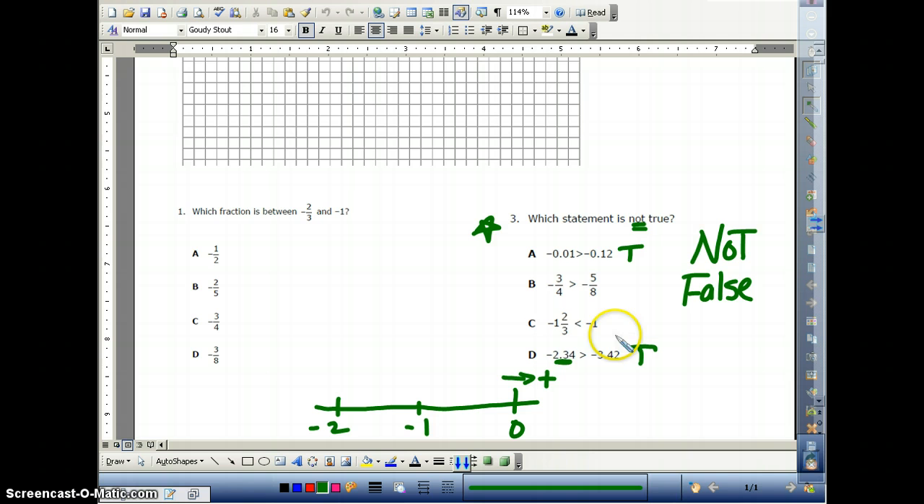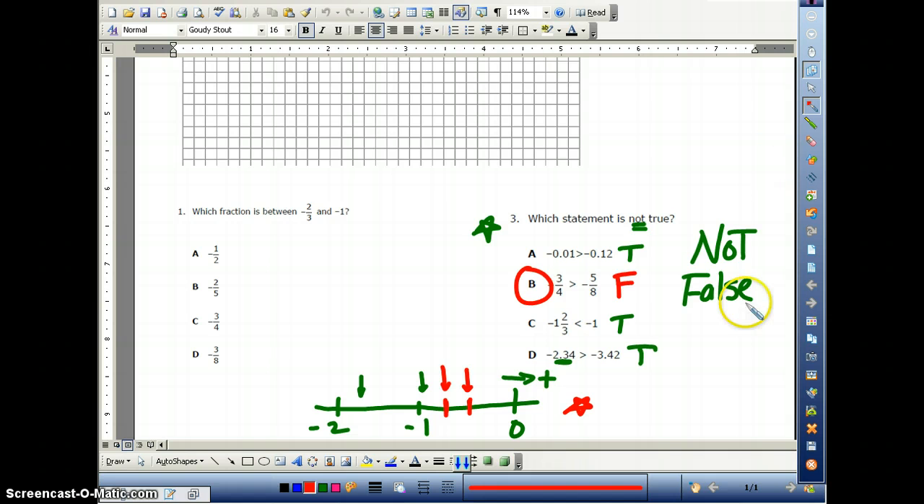That's true. Look at this one. I've got -1 2/3 is less than -1. Here's -1. -1 2/3 is back here somewhere. Is this one right here smaller than that one? Yes, that's true. But we're looking for the one that's false. -3/4 is about right here. -5/8 is a little bit bigger than a half, -1/2, so it's about here. And they said this one is bigger than that one, and that's false. Okay? So be careful when you're comparing and ordering negative numbers. Put yourself together a number line.